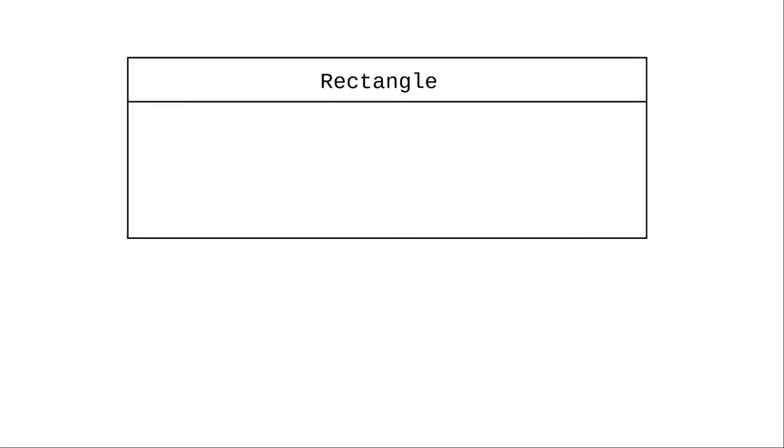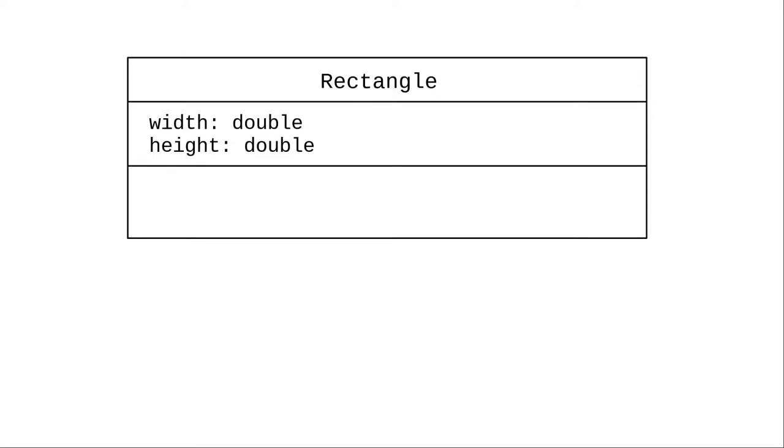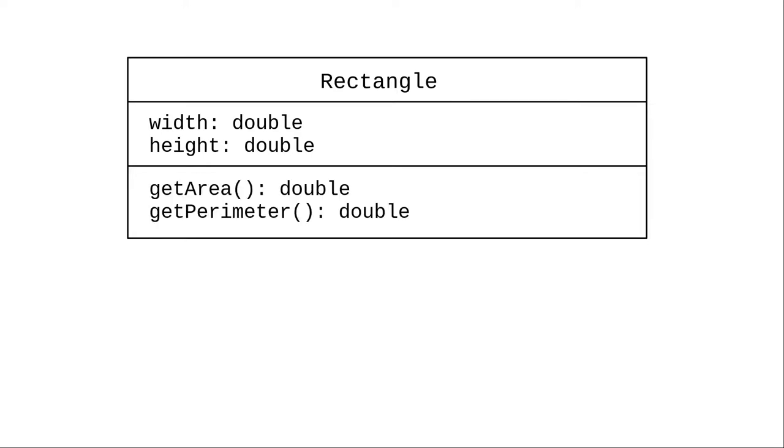At the top of the diagram, you put the class name. Then you list the properties and their data types. Unlike Java, the data type follows the property name. Finally, you list the methods for the class. Again, the return type follows the name rather than preceding it.